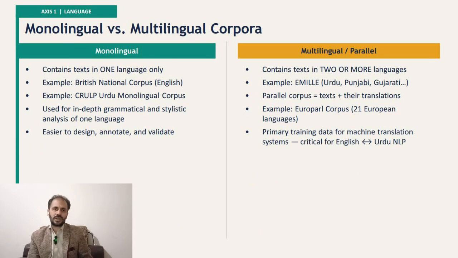Monolingual versus multilingual corpora. A monolingual corpus contains text in a single language. The BNC is a monolingual corpus. A multilingual corpus contains text in more than one language. The EMILLE is the multilingual corpus that I mentioned earlier. A special and extremely important type of multilingual corpus is the parallel corpus, a collection of texts paired with their translation in one or more languages. And this corpus is very significant in machine translation.